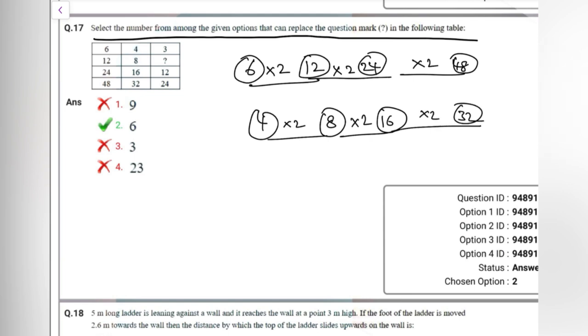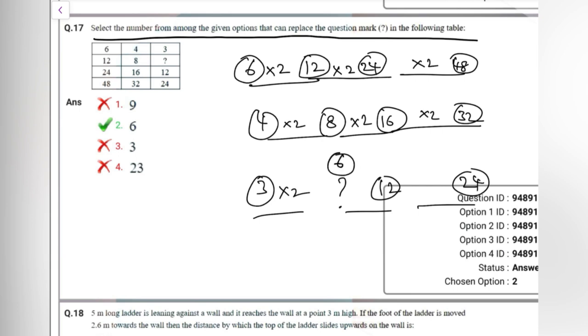And similarly, if we take third column, 3, question mark, 12, 24. So if we take 3 into 2, it is 6 here, and the pattern is like 6 into 2 is 12, 12 into 2 is 24. So option 2, 6 is correct.